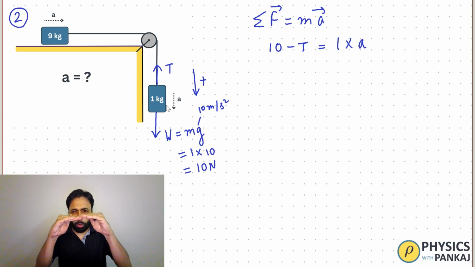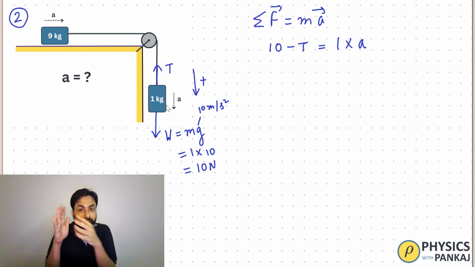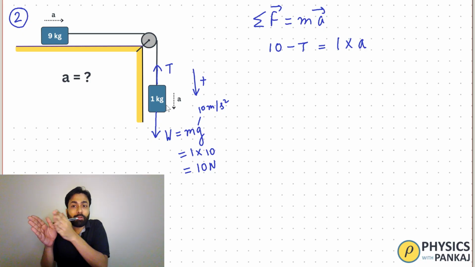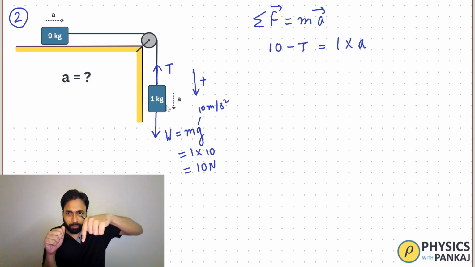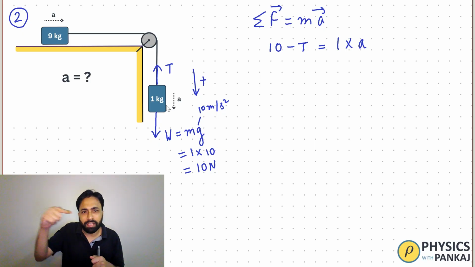If the 1 kg block moves down by a certain distance, the 9 kg block would be forced to move by the same distance but horizontally. That means the acceleration of the 1 kg block downwards is the same as the acceleration of the 9 kg block in the horizontal direction.